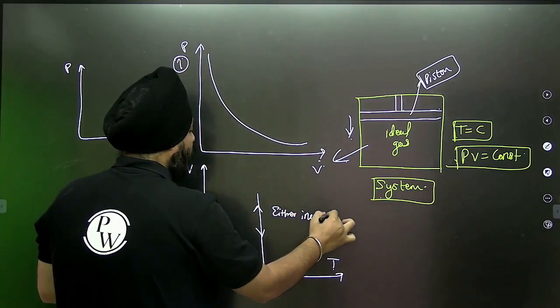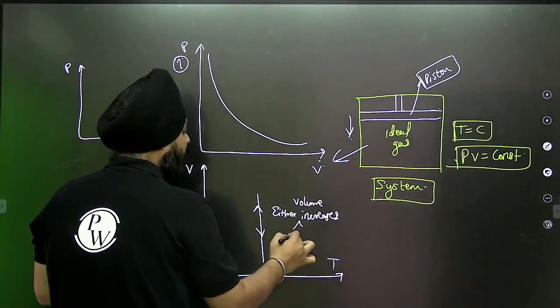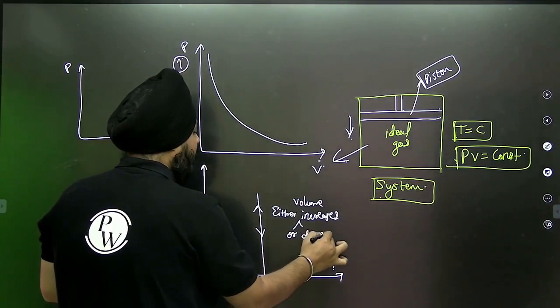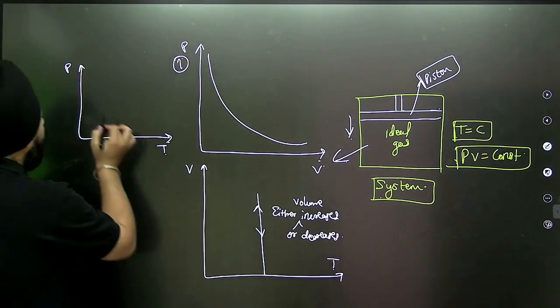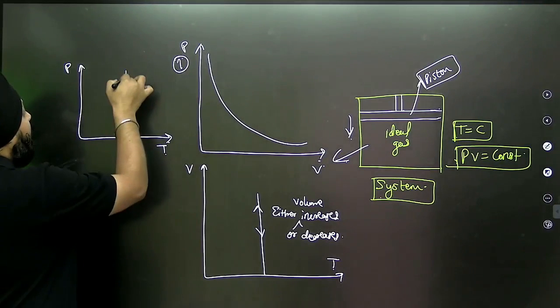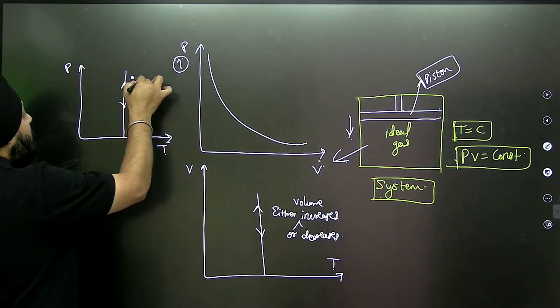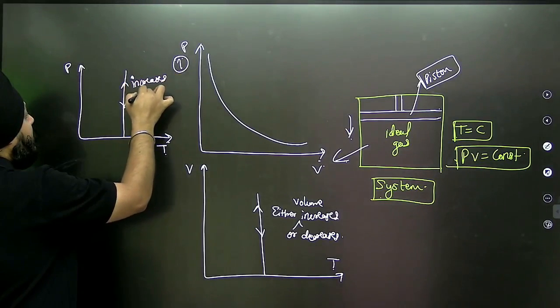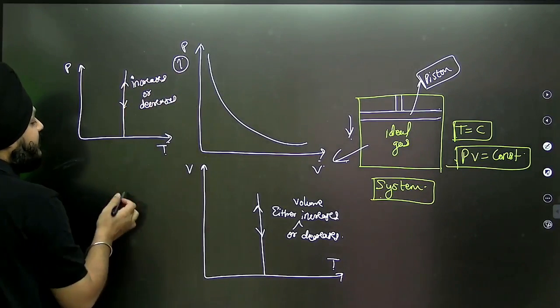The temperature of the system is kept constant. So either volume increases or decreases. And if I'm talking about the pressure, again the temperature is kept constant, so like this way, pressure is increased or pressure is decreased. So that's why this graph doesn't make any sense.